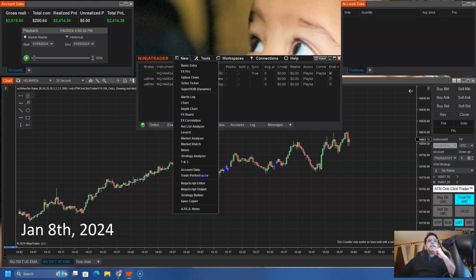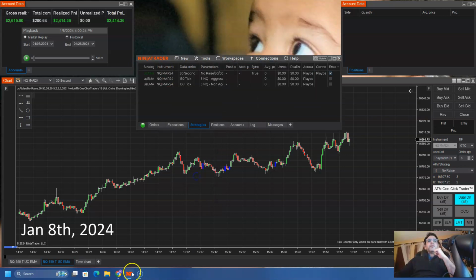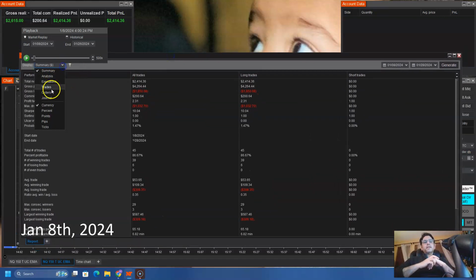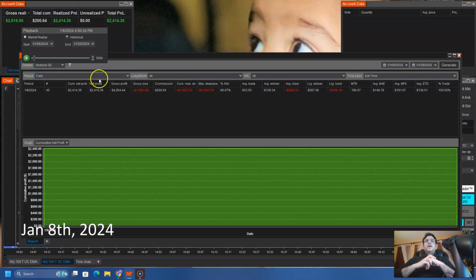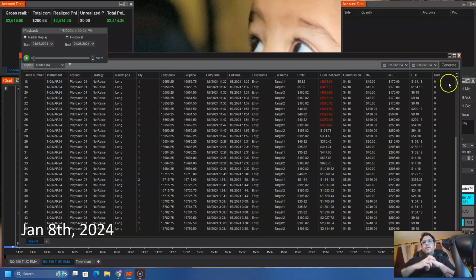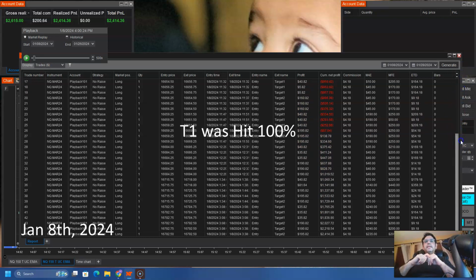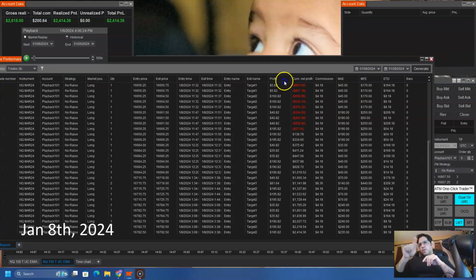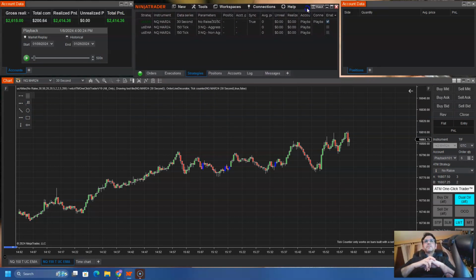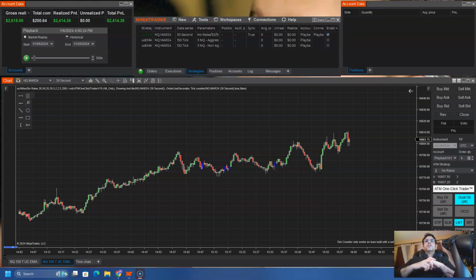So here, the January 8th day got completed. So I will bring up the trade performance here, and you will observe that the T1 got hit 100% of the time when we were running the strategy. There are losses, and those losses are because the price did not go to T2, right? Yes, there is one actually, a T1 loss as well, but I'd say 99% of the time you will see the price go and hit the T1, right?